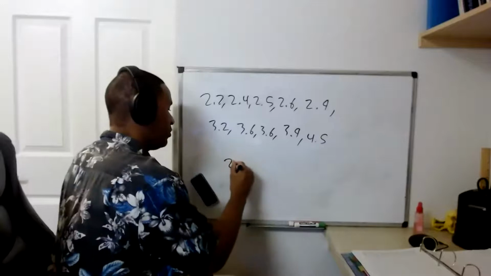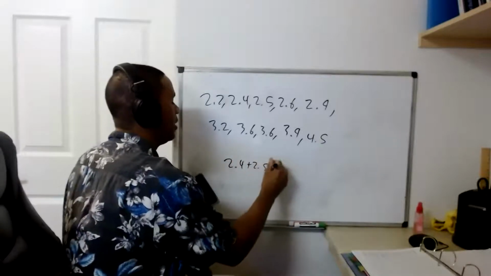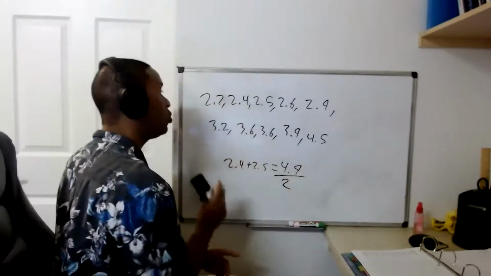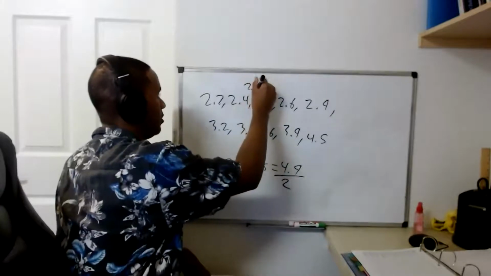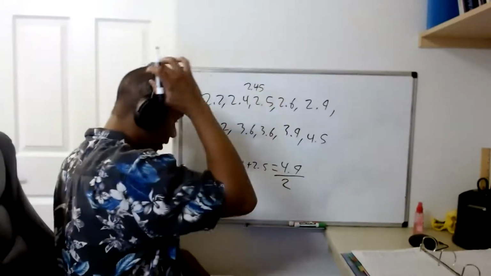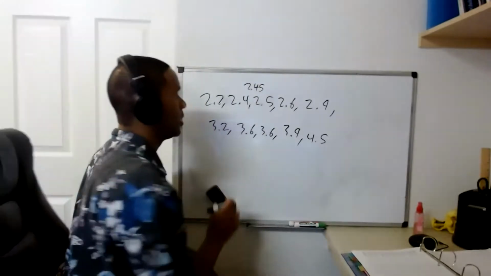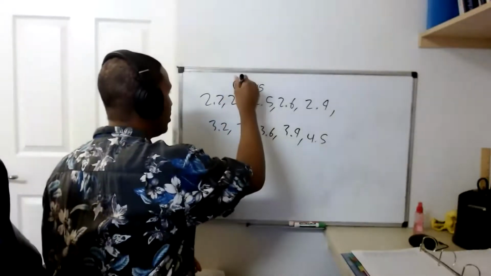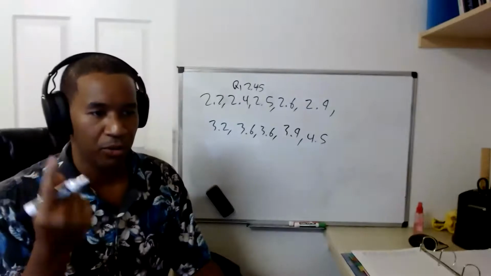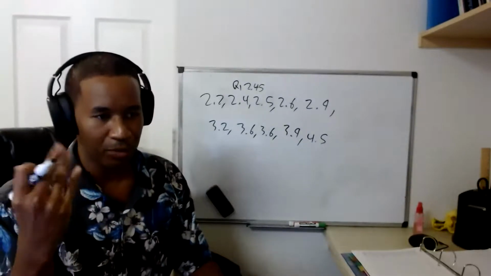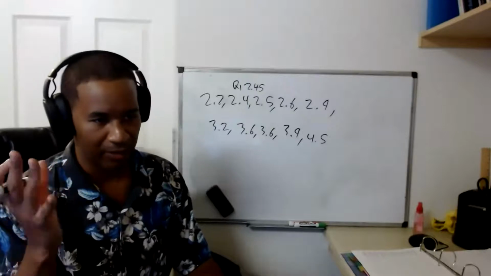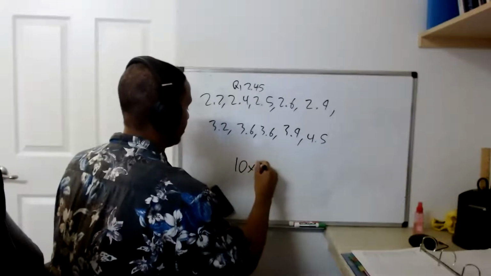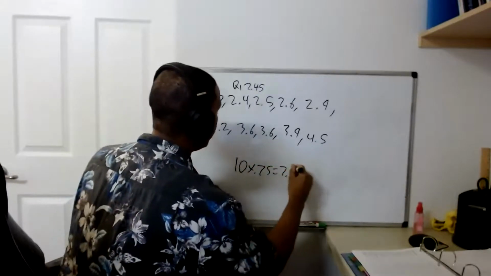Good. So I add 2.4 plus 2.5 is going to give me 4.9. I divide that by 2, and my Q1 is going to be 2.45. So we have Q1. Now for Q3, you're going to do the exact same thing, except instead of using 0.25, because we're not looking for Q1, we're looking for Q3, which is 3 quarters, which would be 75%, kind of like 75 cents. So we do 10 times 0.75 is going to give you 7.5.